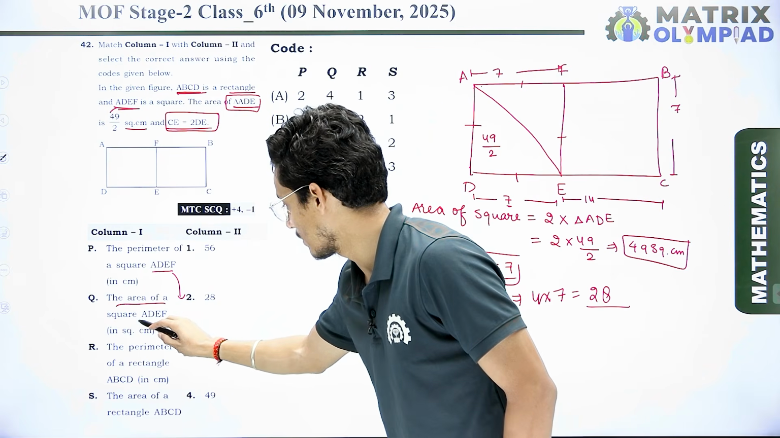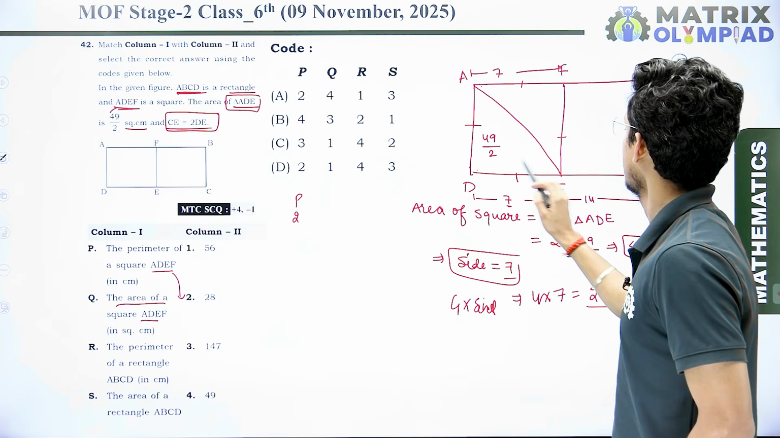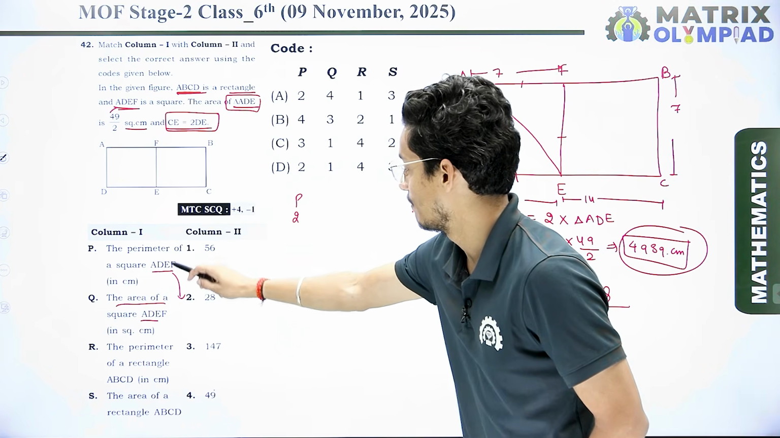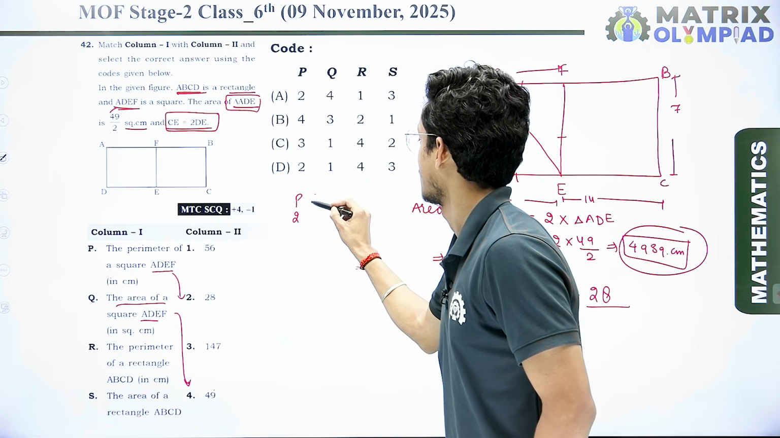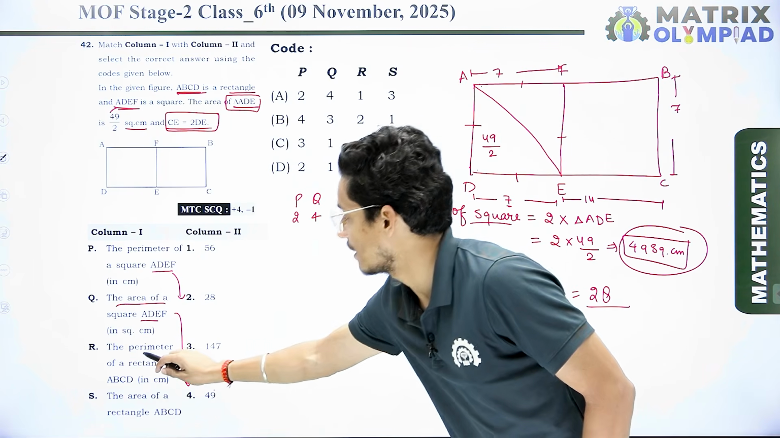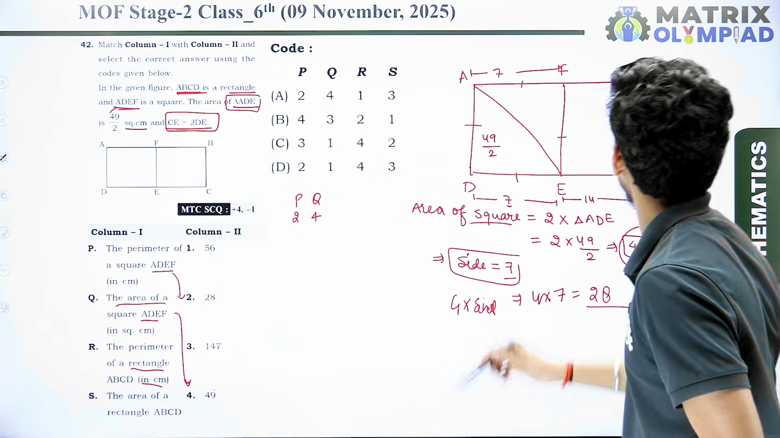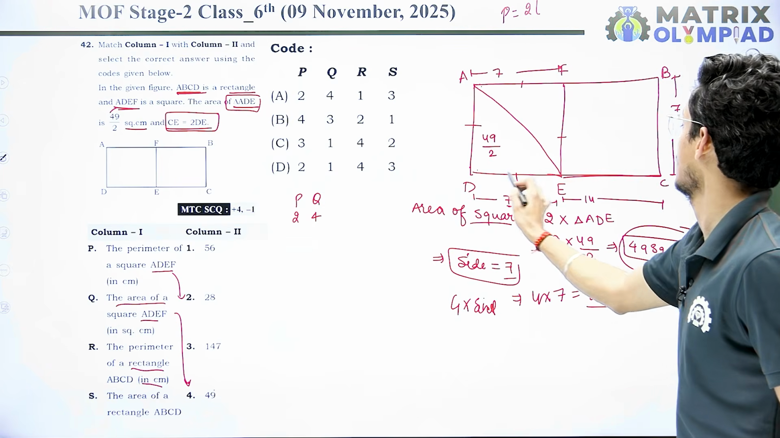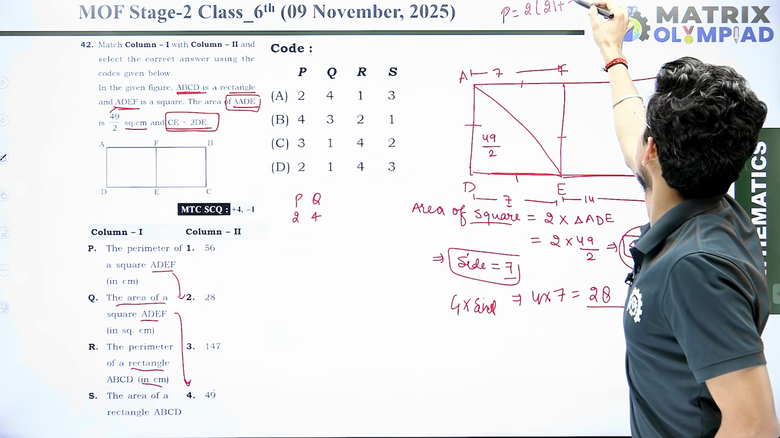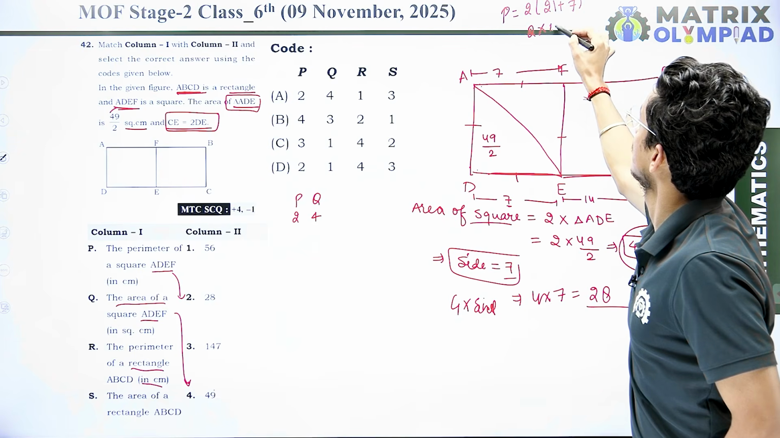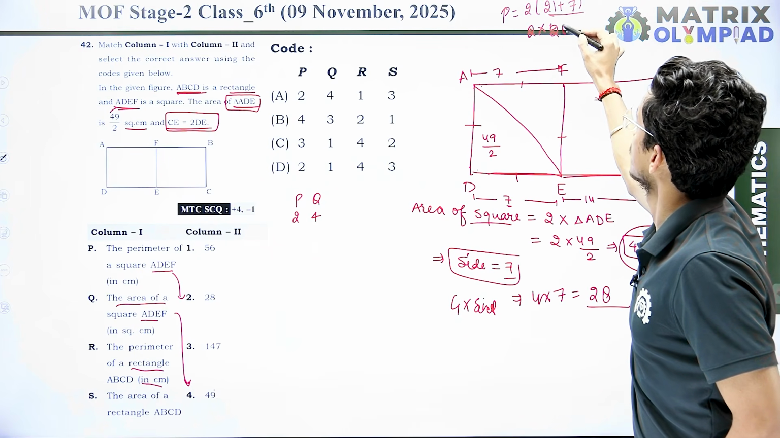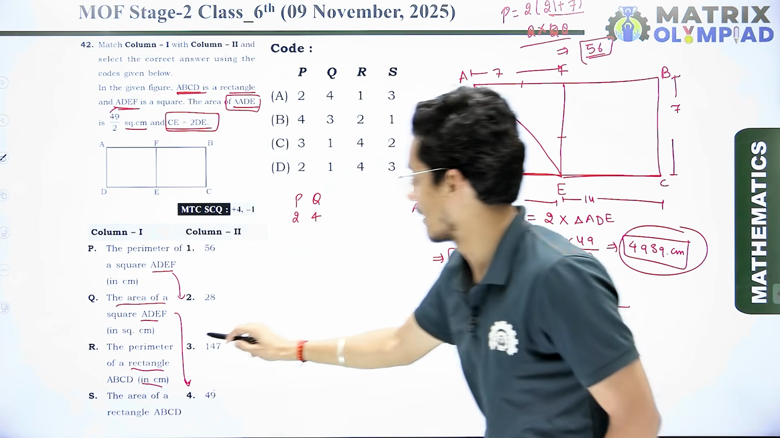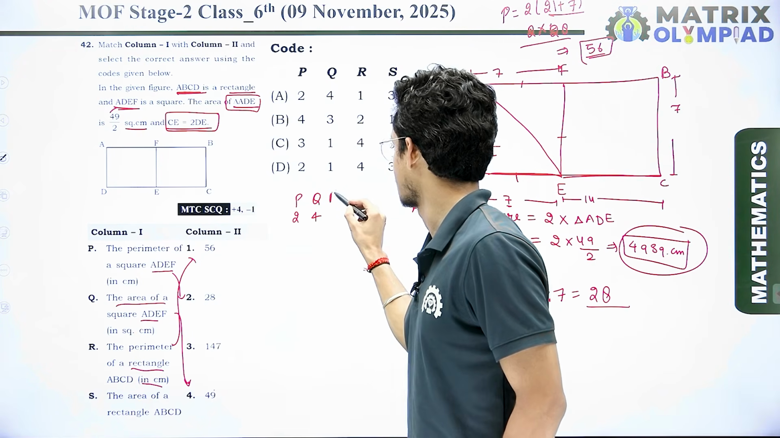Next, the area of square ADEF. We already found the area of square, that is 49 square centimeter. So 49, it means Q is connected to 4. So I can write here Q is connected to 4. Or the perimeter of rectangle ABCD, we know perimeter is equal to 2 times (length plus breadth). Here we are given length 14 plus 7, 21, breadth here is 7. So 2 multiply 21 plus 7, that is 28. So 28 multiplied by 2, here we get 56. It means R is connected to 1. So I can write here R is connected to 1.